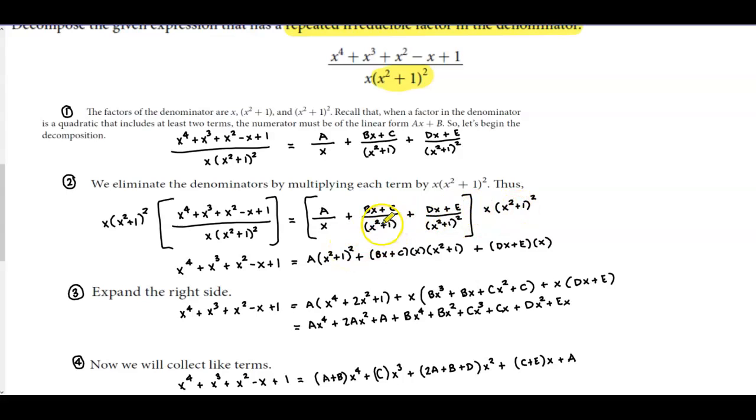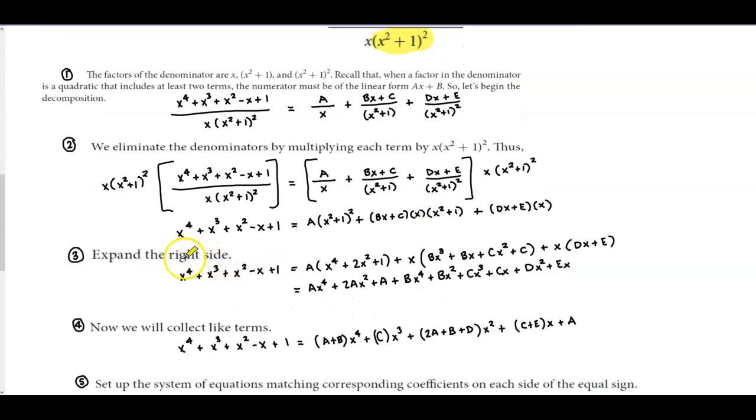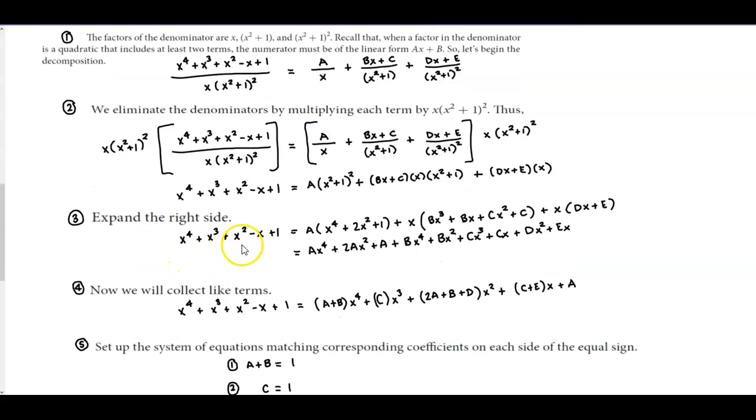If we eliminate the second term, we're eliminating one of the denominators, which would be x squared plus 1. So we're going to end up having bx plus c times x squared plus 1. Plus, if we eliminate the denominator, which is x squared plus 1 squared, then we're left with dx plus e times x. So now we're going to expand the right side. By expanding the right side, we're leaving the left side alone, and over here we're going to expand this expression. x squared plus 1 squared is x to the 4th plus 2x squared plus 1.